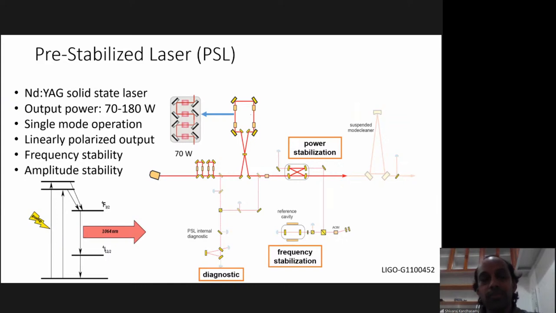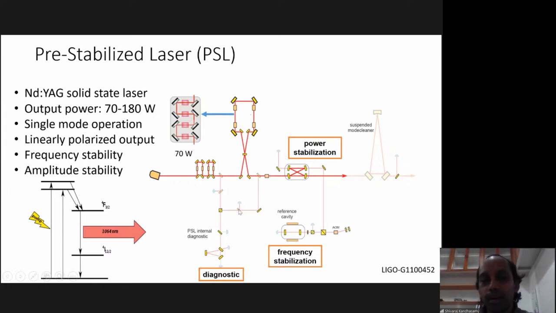So what we use in LIGO is an Nd:YAG solid state laser that has a power output of 70 to 180 watts. Right now we are using around 70 watts, and we hope that we can increase the power to 180 watts. This 70 to 180 watt laser power has to be stabilized both in frequency and in amplitude. That requires a significant amount of work.